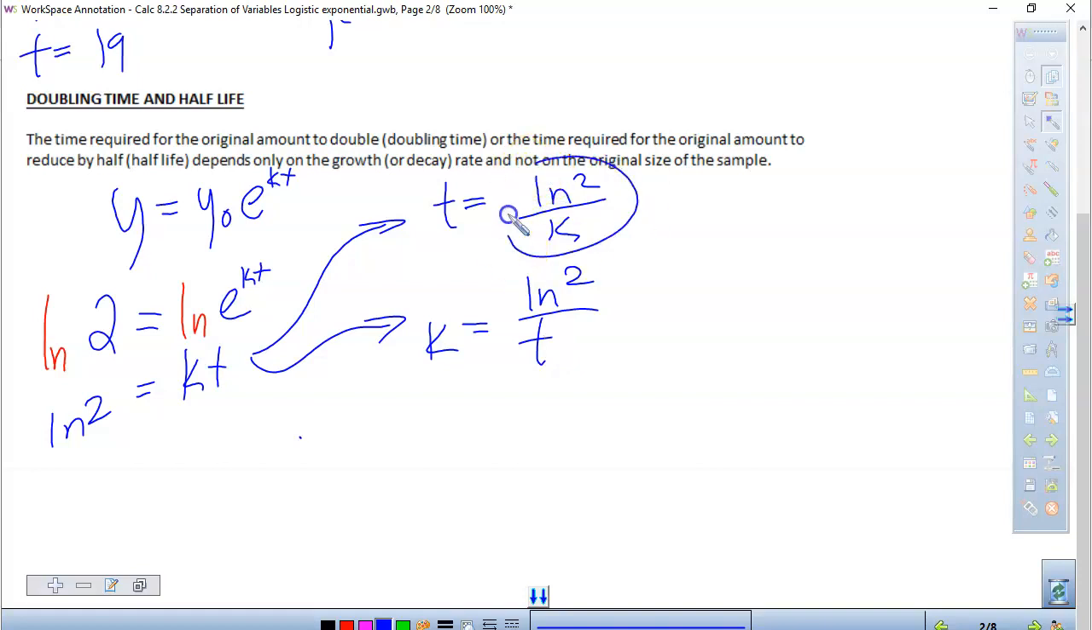This right here, that's the doubling time. The time it takes to double. What's this other thing? The halving time.